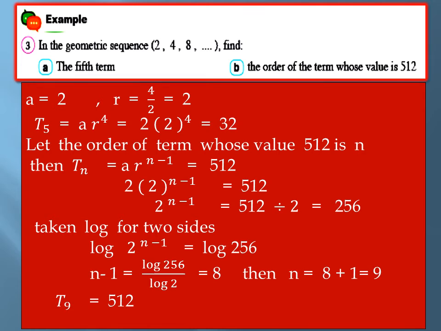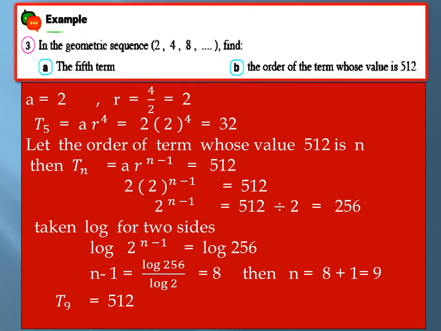If we want T5, the fifth term, T5 equals AR to the power 4. We substitute A equals 2 and R equals 2: 2 times 2 to the power 4 equals 32. Then the value of T5 equals 32, but the order of the term is fifth.